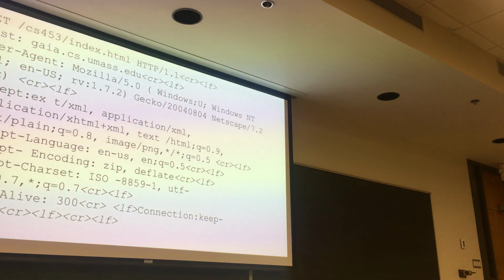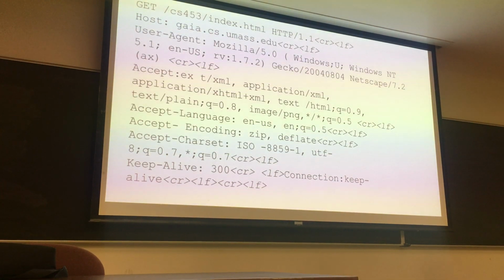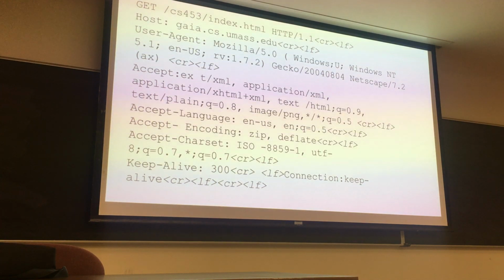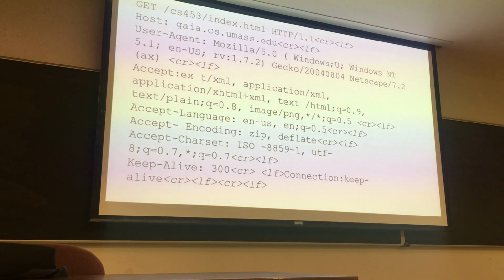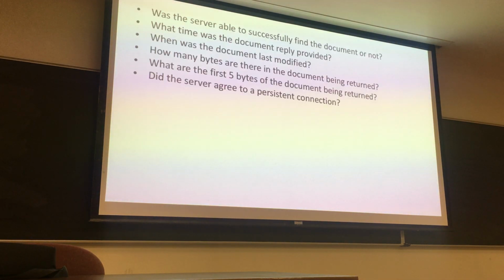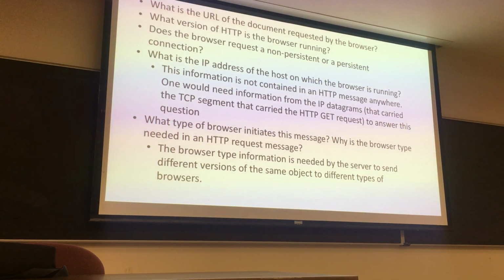Type of browser information. This message is the browser targeting this HTML. How do you understand this? Is it Mozilla? Yes. Why is the browser targeting this? My understanding is that the server might have several different versions of the HTML, and they will send them based on the type of the requesting browser, because they need a different requesting process. Yes, that's my understanding. All right, so let's work on these questions together.